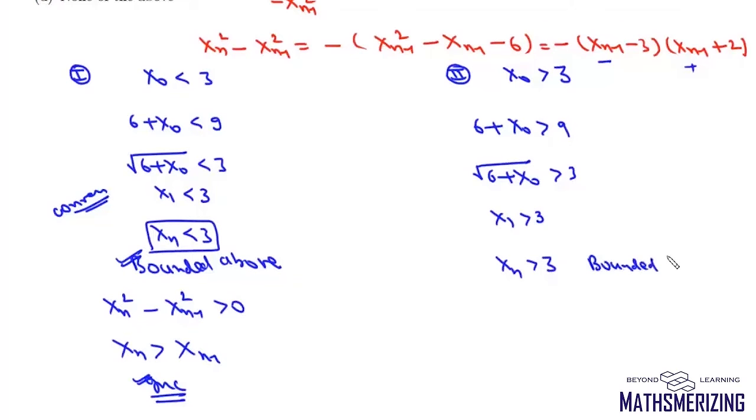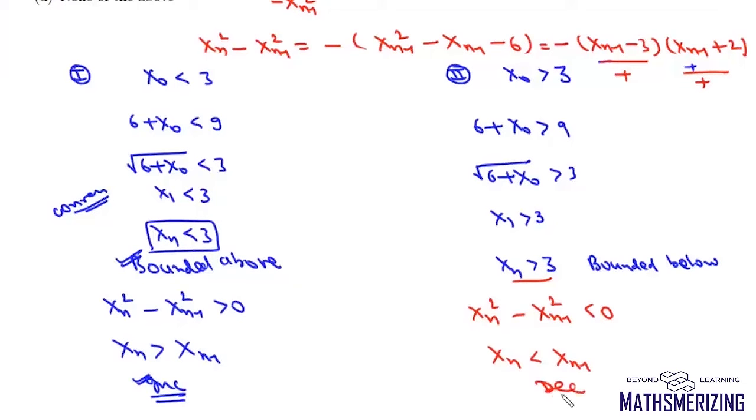Now if xn is greater than 3, then this expression will be positive, this is also positive, and here we have this minus sign. So we'll get xn square minus xn minus 1 square should be less than 0, that is xn should be less than xn minus 1. That means this sequence is now a decreasing sequence. So if the sequence is bounded below and monotonic decreasing, that means this sequence will converge.